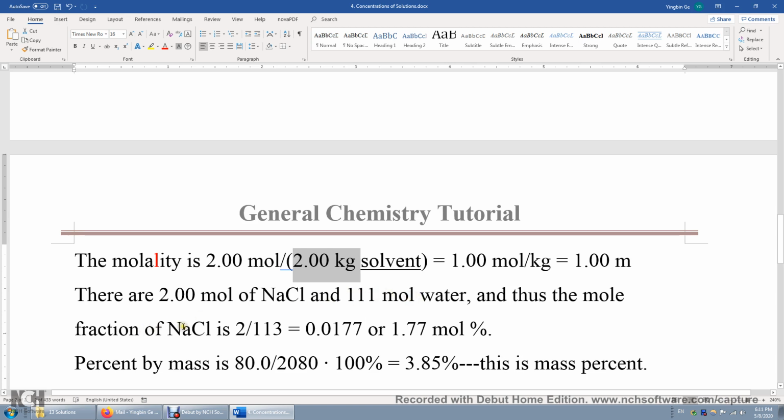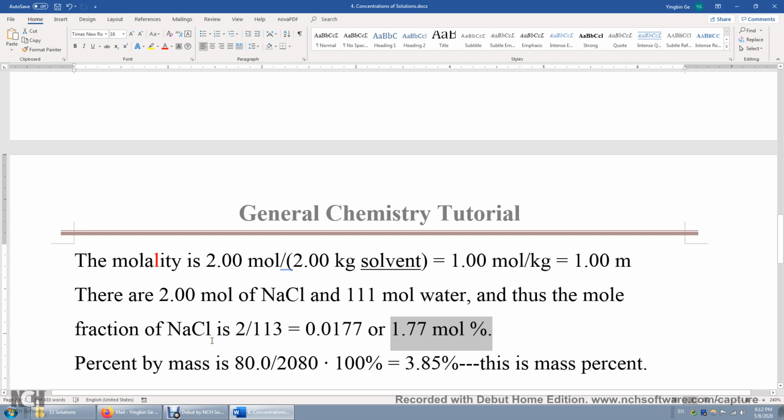Then what's the mole fraction of sodium chloride? Well, on top it's 2. On the bottom, it's the total number of moles of everything in the solution. So it's 2 plus 111, therefore it's 113. The result is 0.0177. That's the mole fraction. You can convert this to mole percent. It's just 1.77 mole percent.